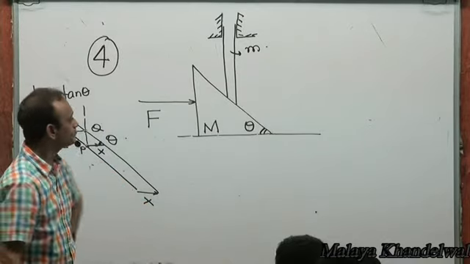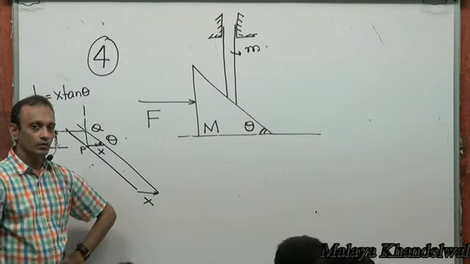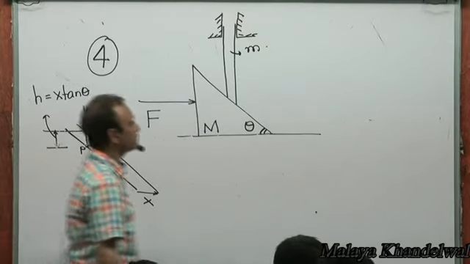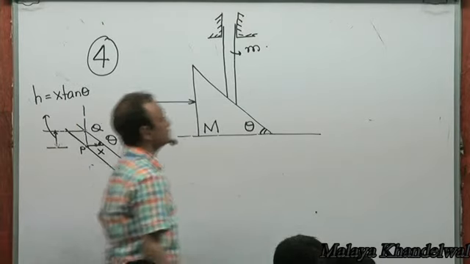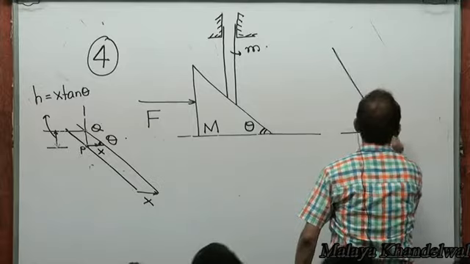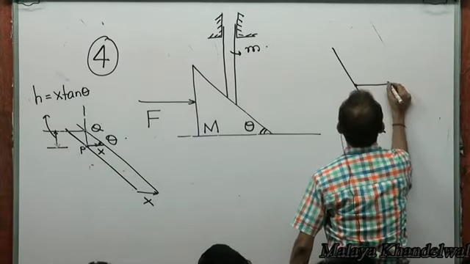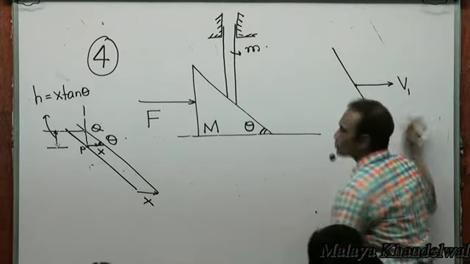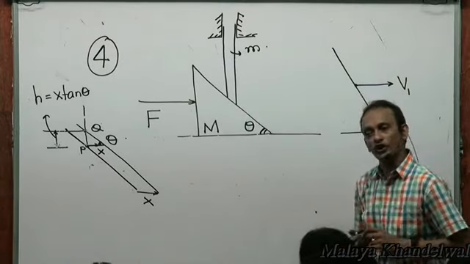Yes or no? Now, not only that, the kinematic constraint, the wedge constraint here. See, the inclined plane has a velocity v1 which is only horizontal. The inclined plane only has a horizontal velocity, right?